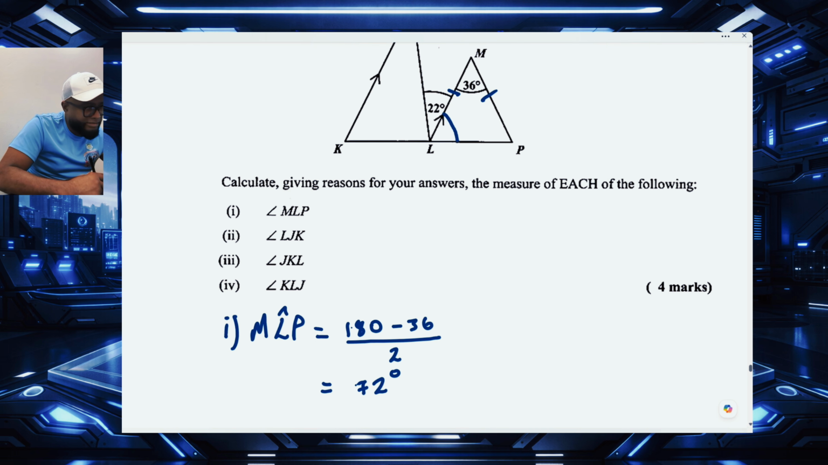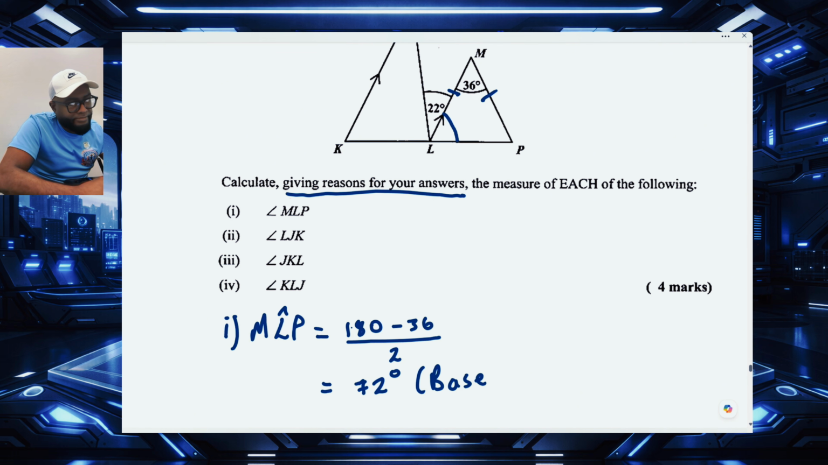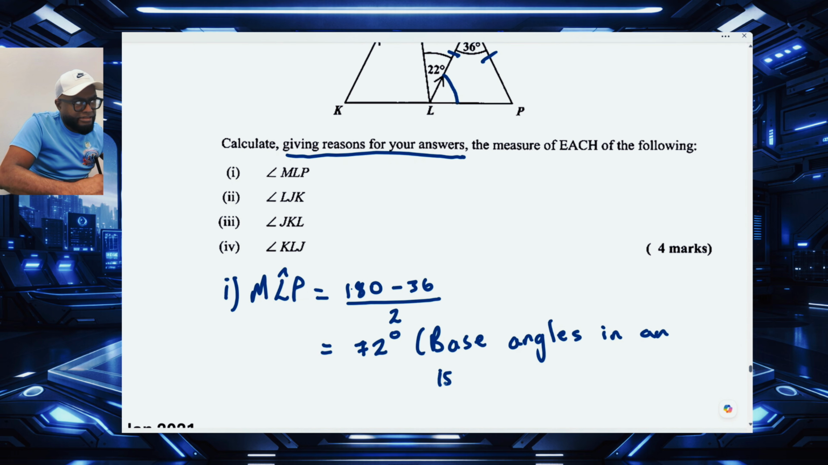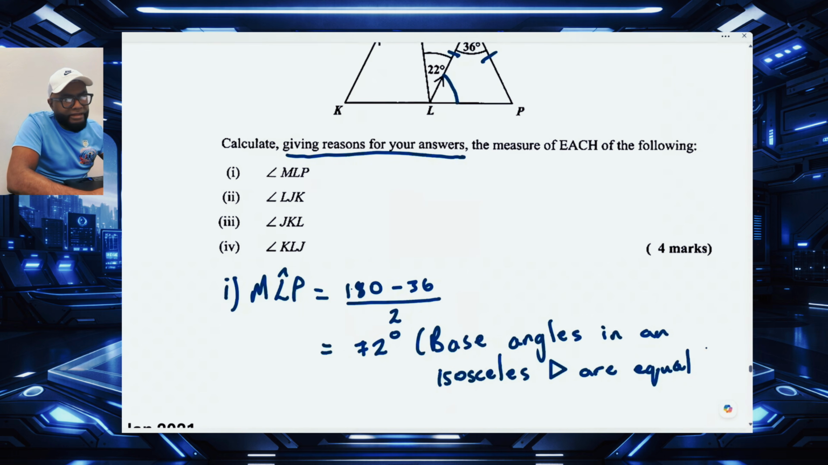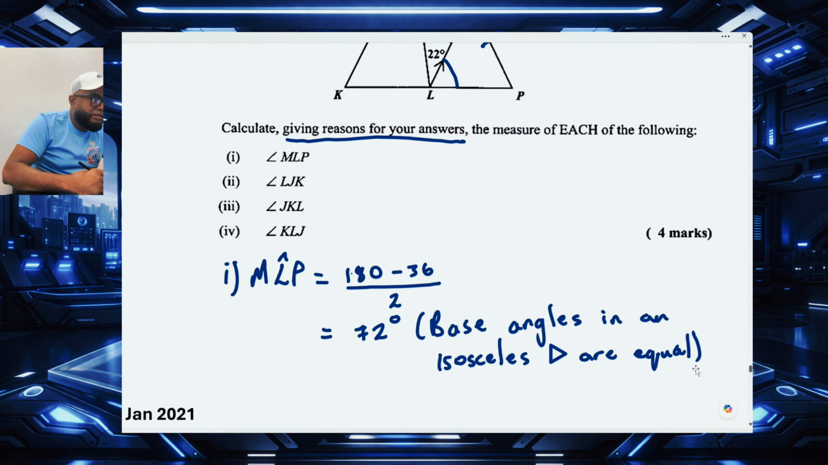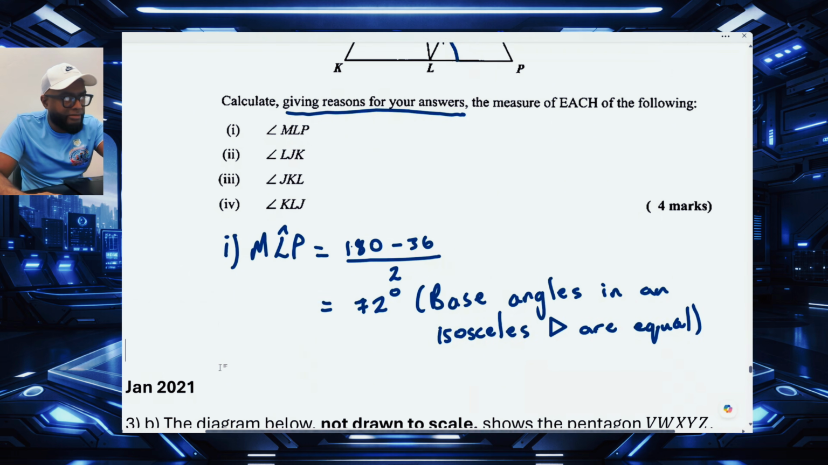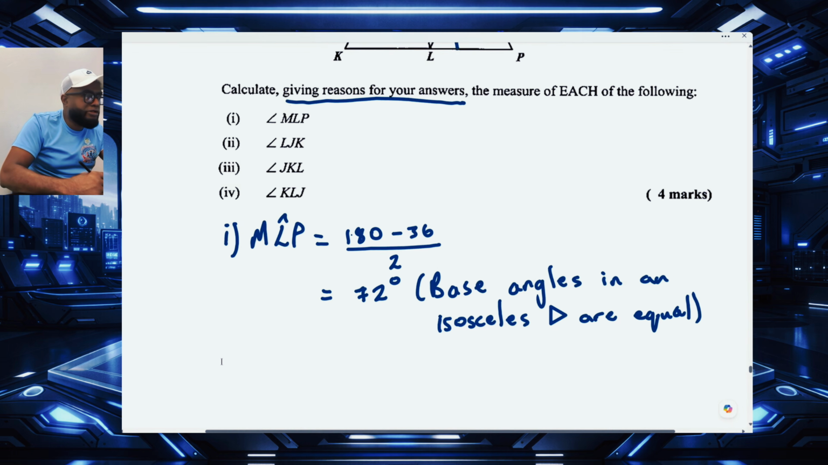72 degrees. Did they ask for the reasons? Yes, they did. Because MLP equals MP, we could just say base angles in an isosceles triangle are equal. Everybody good there? Yes, sir. Let me keep it moving. I'm going to send this down a little bit.